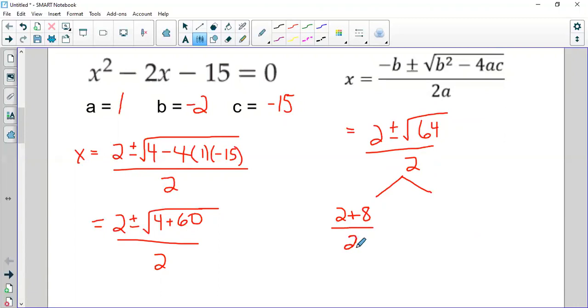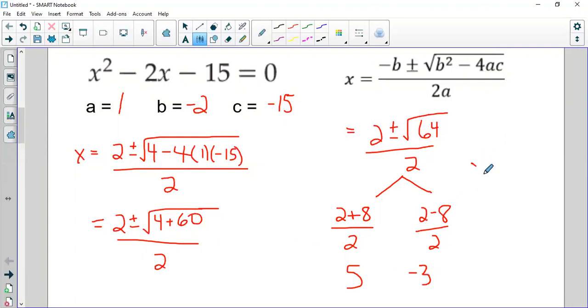over 2. And 2 plus 8 is 10. 10 divided by 2 is 5. And over here, I'm going to use the minus. So 2 minus square root of 64, still 8, over 2. 2 minus 8 is negative 6. Negative 6 divided by 2 is negative 3.